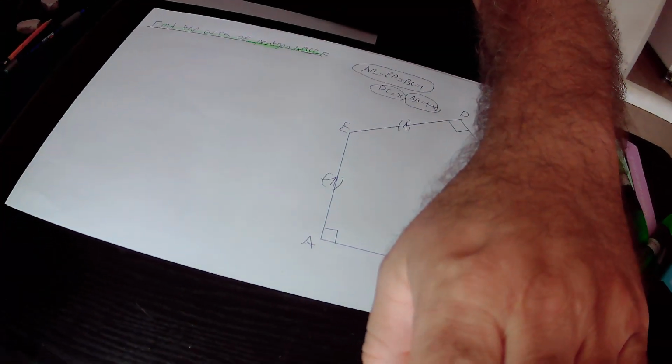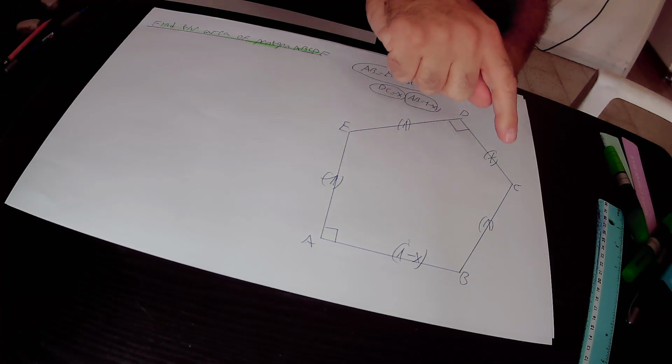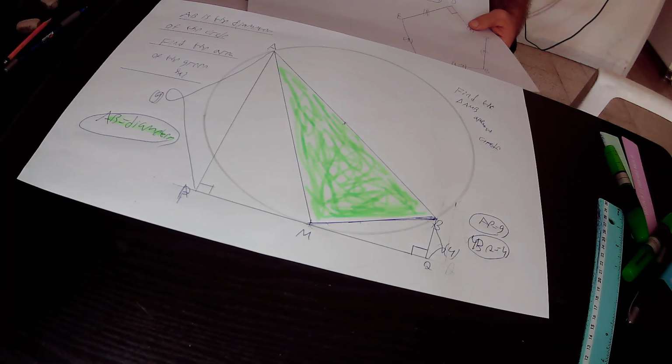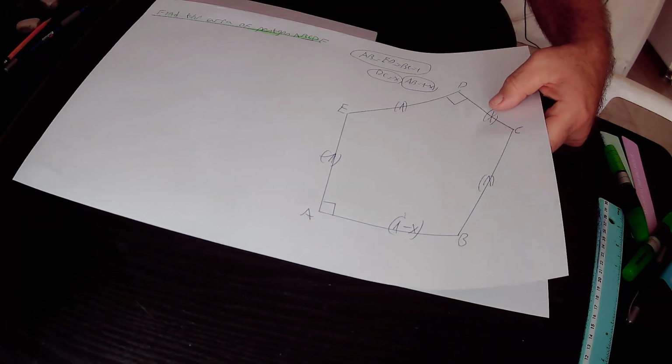Now in this lecture I answer two questions. In the first question we find out the area of this pentagon ABCDE, and in the second question we find out the area of this grand shape. So we start with the first question.